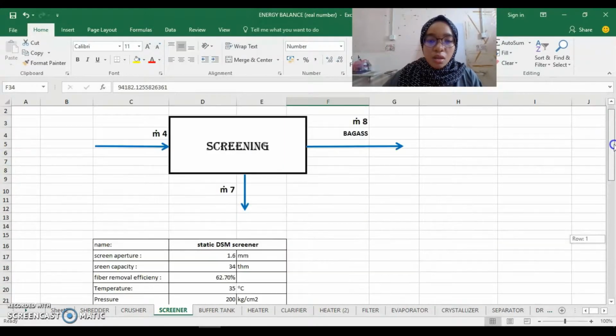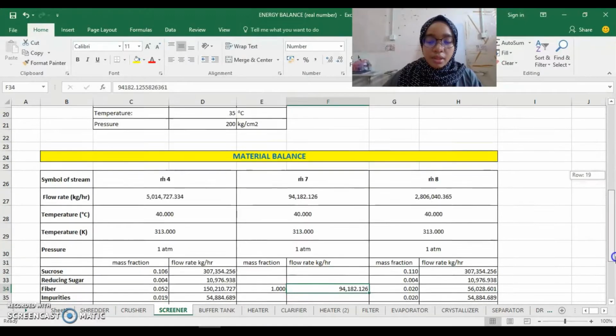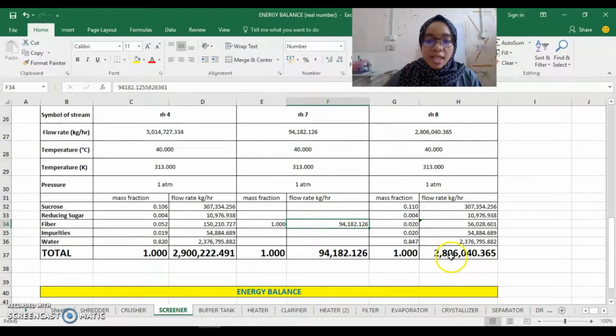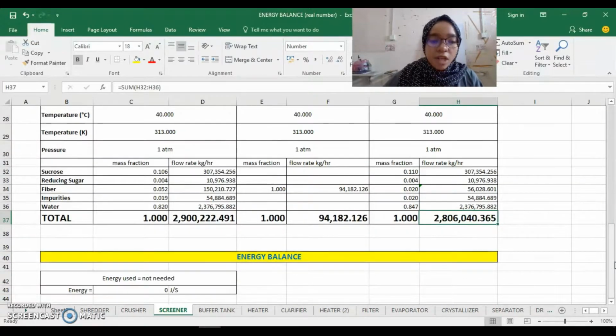while the rest will come out from the M8. The total is 2806040.365 kilogram per hour. For screener, there is no energy balance needed because no energy is used.